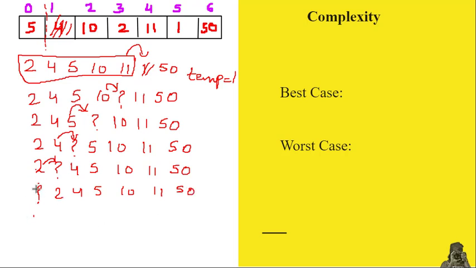So now we are left with no element in sorted array to compare with the temp variable or the first element of unsorted array. So again here we can insert the value. So this is the appropriate index or appropriate position for 1 to be inserted. So 1 will be inserted here. So 1, 2, 4, 5, 10, 11.